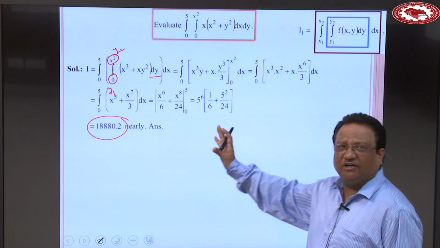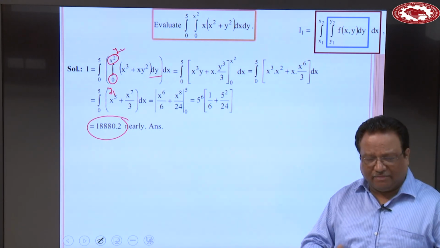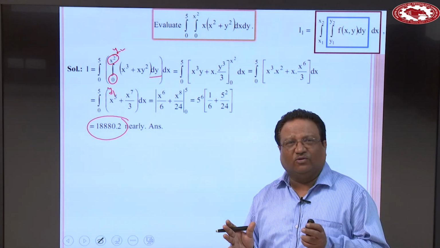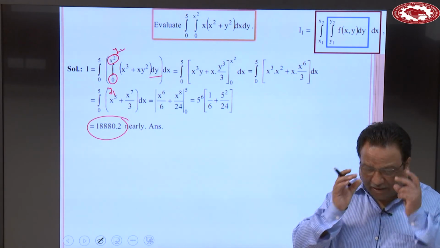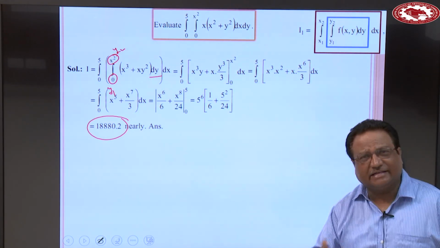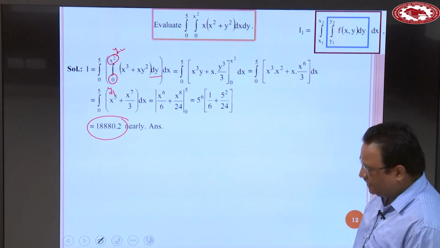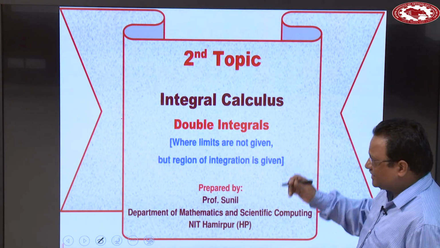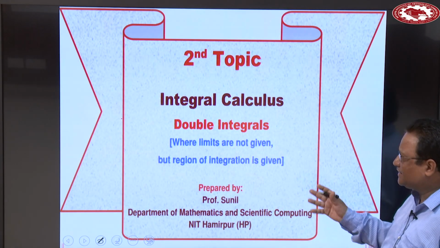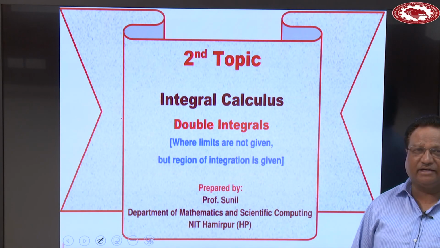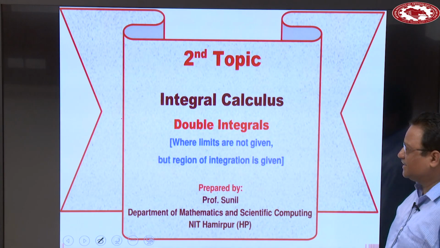तो इसमें कोई मुश्किल काम कुछ नहीं है, ठीक है? आपने बस लिमिट्स को देख करके ऑर्डर को सेट करना है और बाकी इनर इंटीग्रल को वैसे ही सॉल्व करना है जैसे आप सिंगल इंटीग्रल को सॉल्व करते हो, राइट? एंड देन वी विल डिस्कस दोज प्रॉब्लम्स वेयर लिमिट्स आर नॉट गिवन बट रीजन ऑफ इंटीग्रेशन इज गिवन.